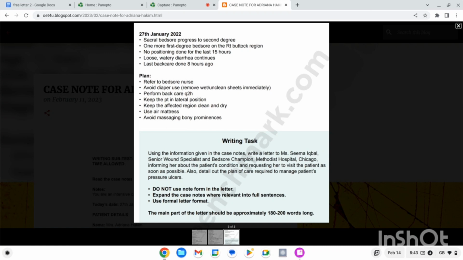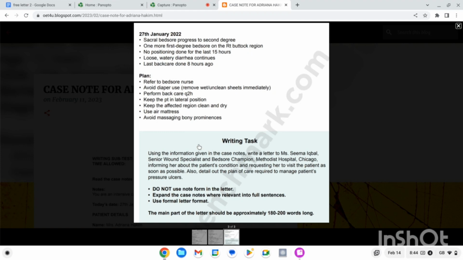Using the information given in the case notes, write a letter to Miss Seema Iqbal, Senior Wound Specialist and Bedsore Champion, Methodist Hospital, Chicago. The recipient's address is clearly given, and exactly what we have to do is mentioned in the writing task: informing her about the patient's condition and requesting her to visit the patient as soon as possible. Also detail out the plan of care required to manage the patient's pressure ulcers. So we got a clue about the patient: the patient has a pressure ulcer.